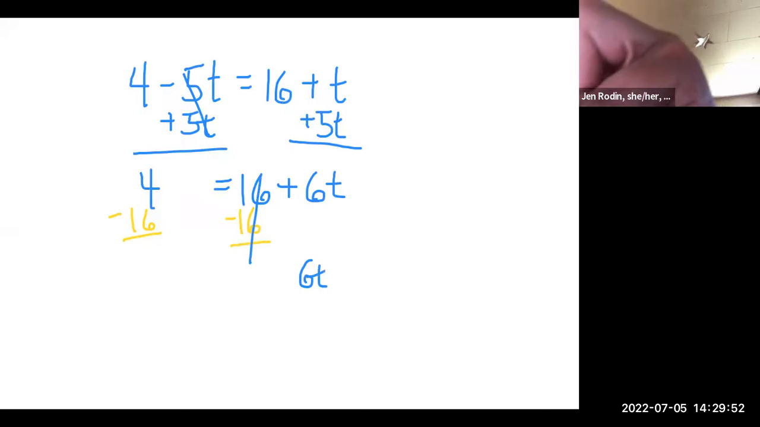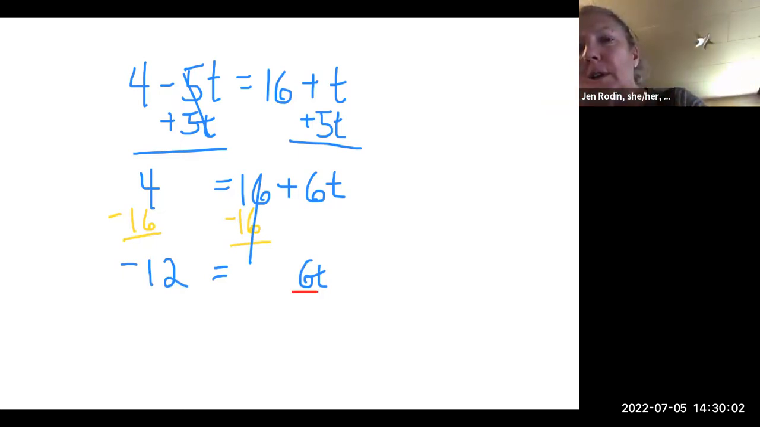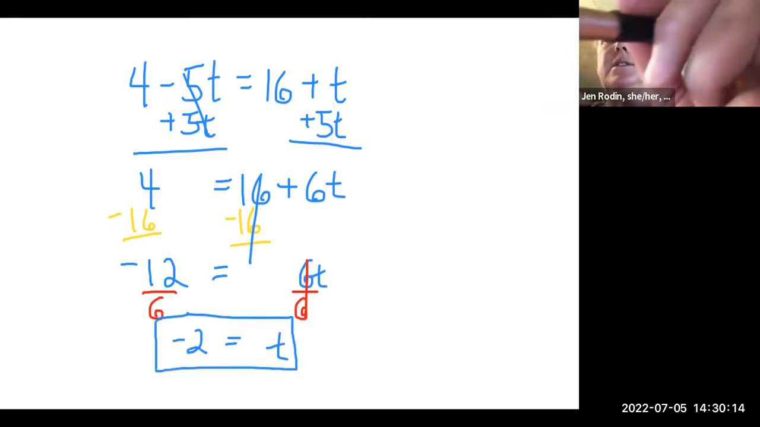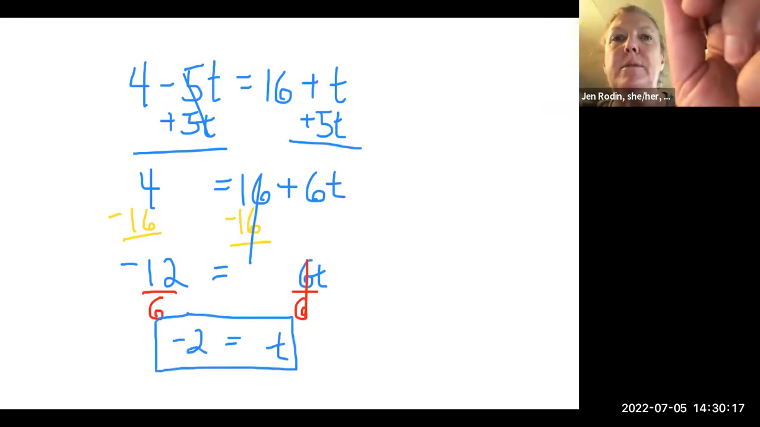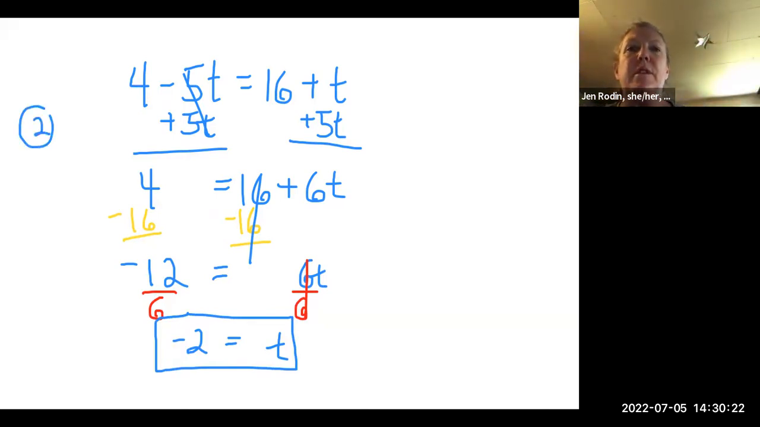And then it'll zero out. And now it's saying 6 times what number equals -12. Divide by 6, exactly what's with t. So t equals -2. So that's that one. That was number 2. Look that over and let me know if you have a question about that.